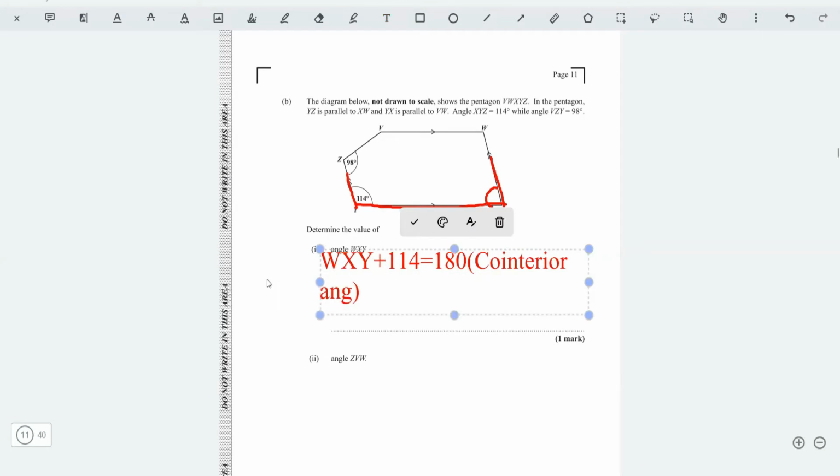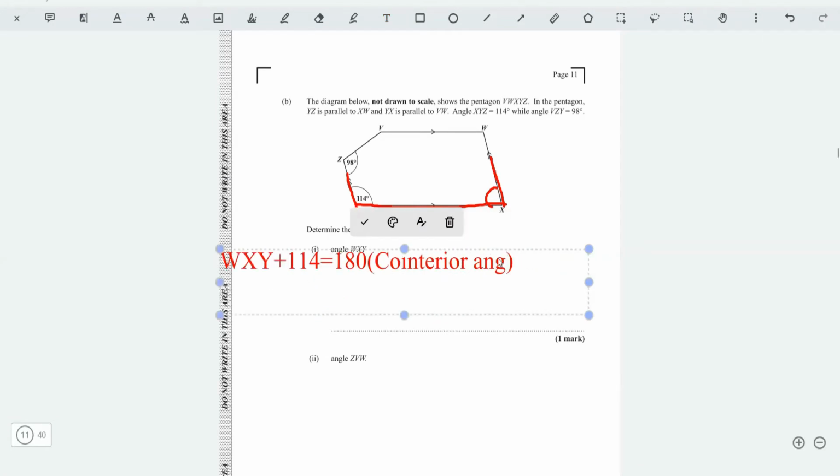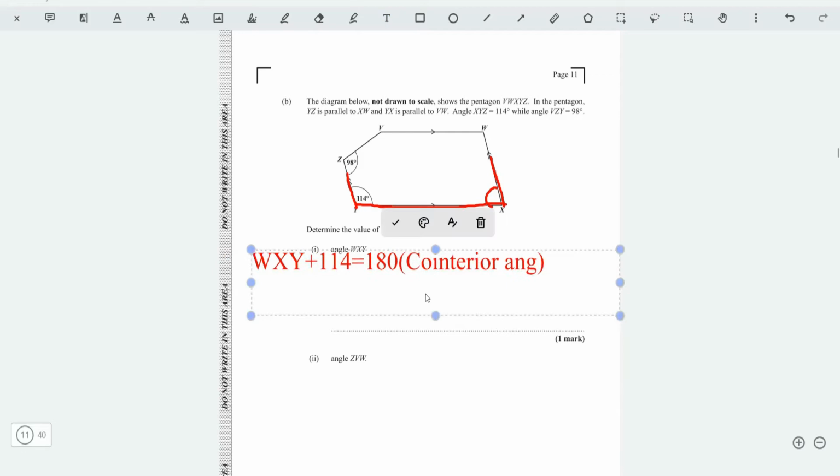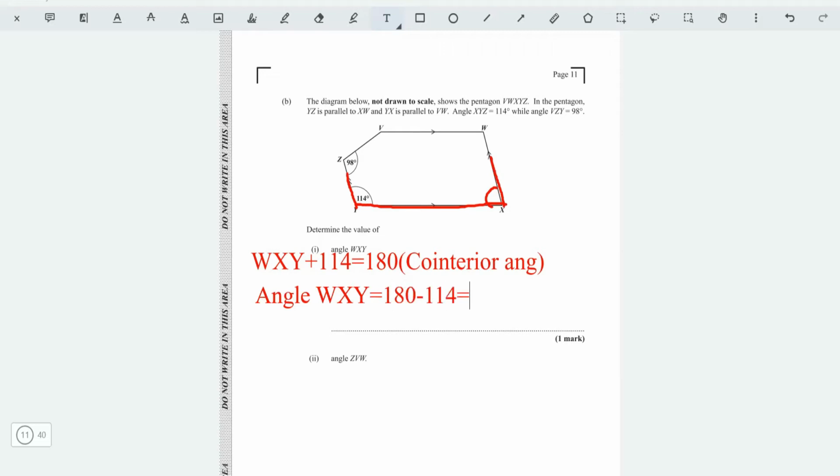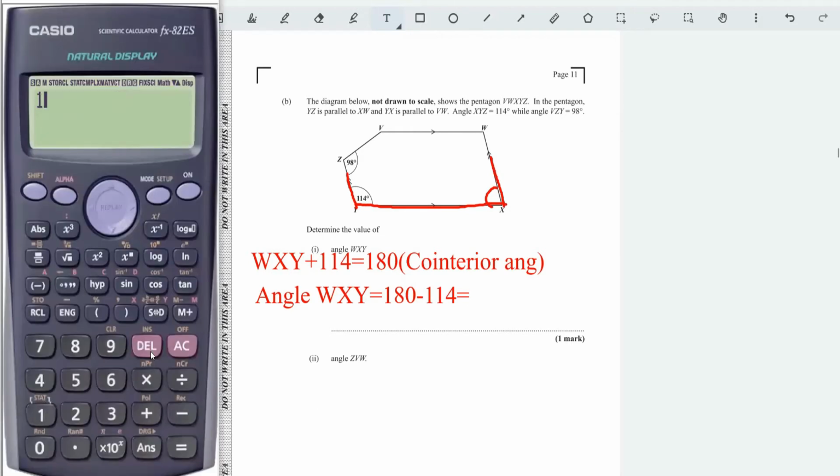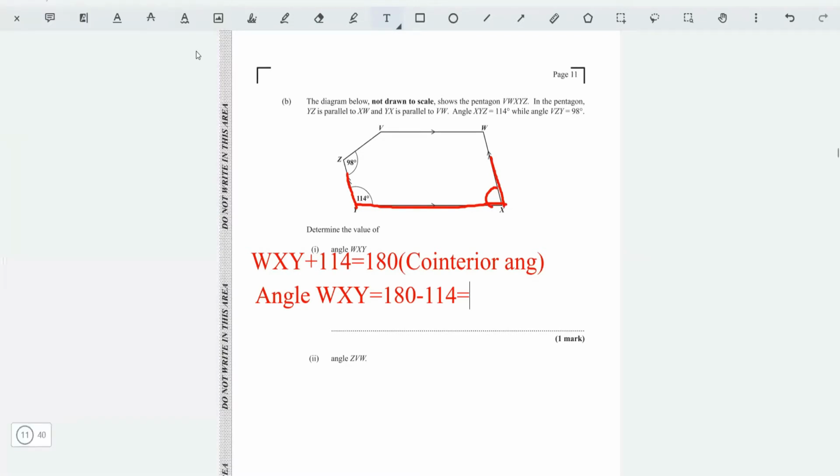Just extend this a little bit. They'll know what you mean when you say co-interior angles. And all we need to do now is transpose. So angle WXY is equal to 180 minus 114. Just to be safe, I'll use a calculator. 180 minus 114, that's 66 degrees.